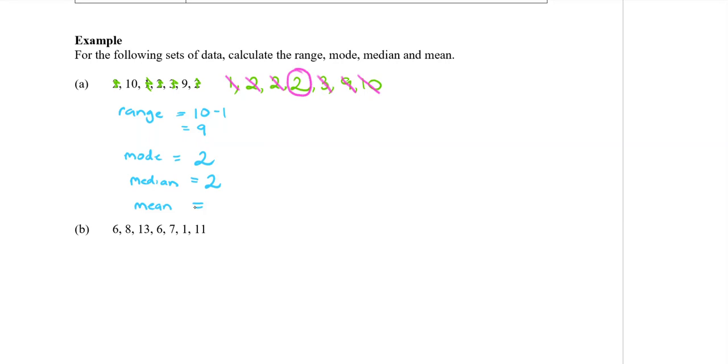Okay, so in your calculators, the first thing you need to do is add up these numbers. So you go 1 plus 2 plus 2 plus 2 plus 3 plus 9 plus 10. 29, very good. So it equals 29. And we divide that by how many scores there are. So remember we counted them, 1, 2, 3, 4, 5, 6, 7. There are 7 scores.